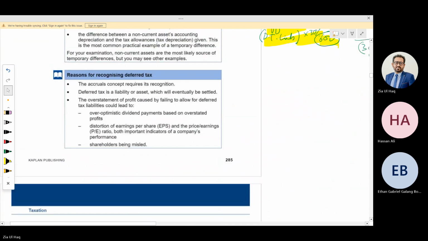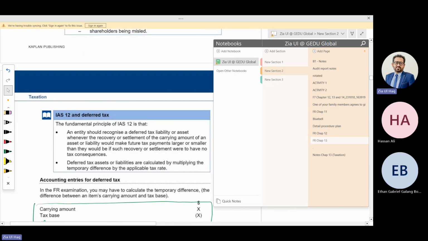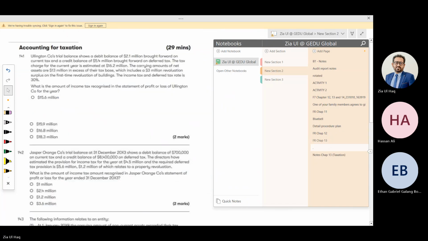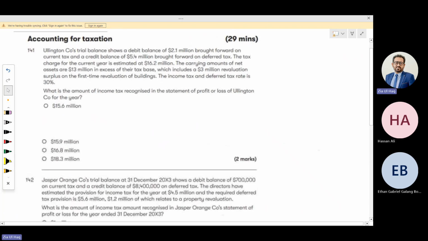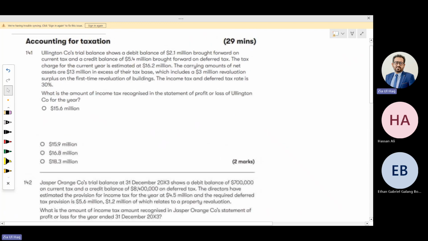Okay, let's move forward. Try this 141 question from your BPP kit. I need the correct answer. There are four options: 15.6 million, 15.9 million, 16.8 million, 18.3 million.